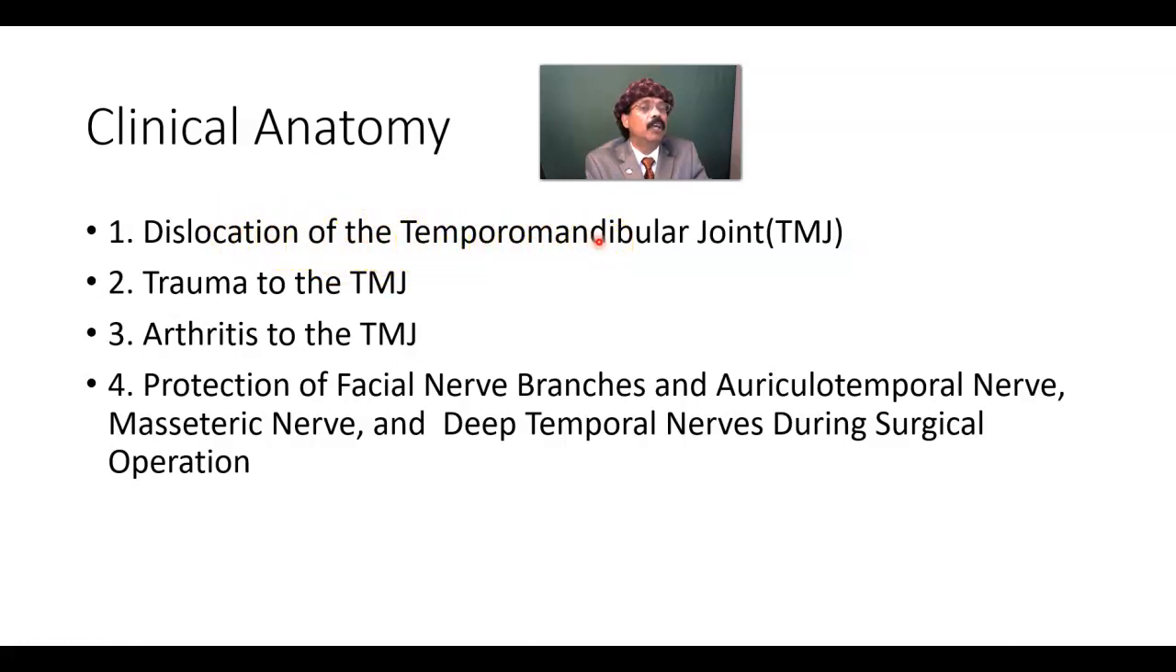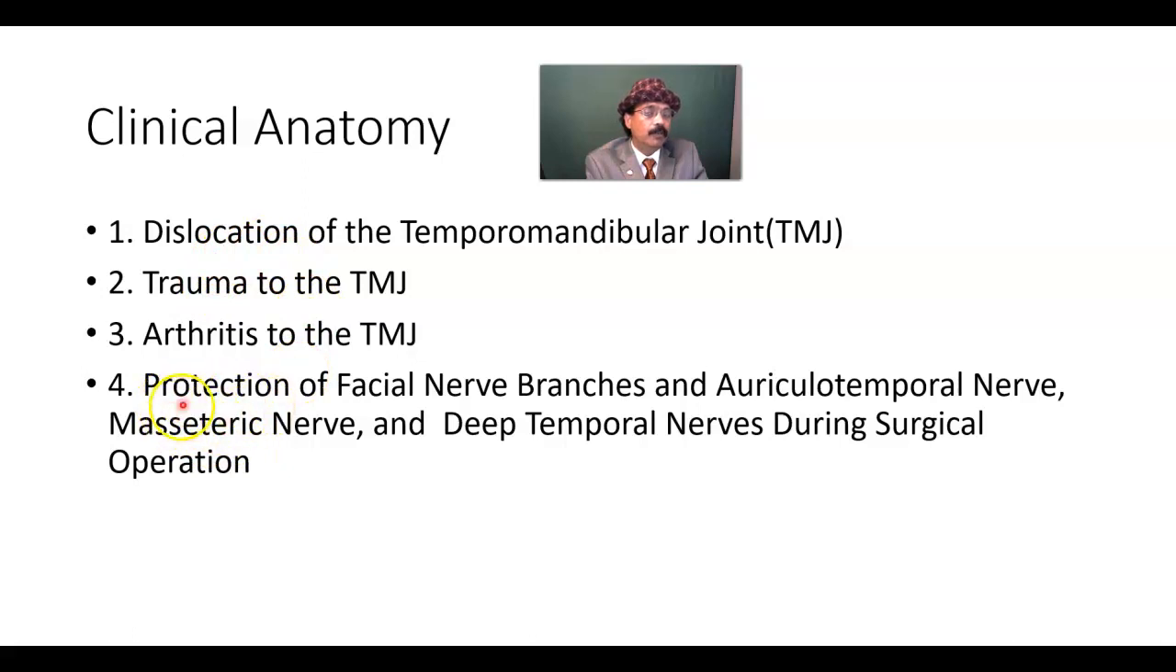If they have a big bite, they are attempting to grind a big piece of bone or meat, there may be a chance of trauma to the temporomandibular joint, any type of trauma. Arthritis of the temporomandibular joint may damage the articular disc and damage the architecture of the temporomandibular joint. These are the possibilities.